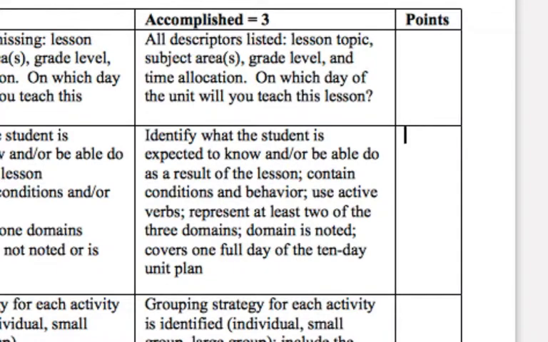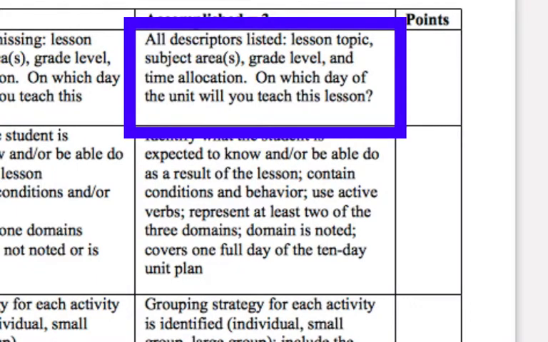Hi, today we're going to be looking at the rubric for the lesson plan. And again, we're focusing on accomplished, or 3 points. So for the context, all descriptors are listed: lesson topic, subject areas, grade level, and time allocation. On which day of the unit are you planning to teach this lesson? So is it day 2 or day 6? This is very, very basic. If you don't get 3 points here, I'm going to be very confused.